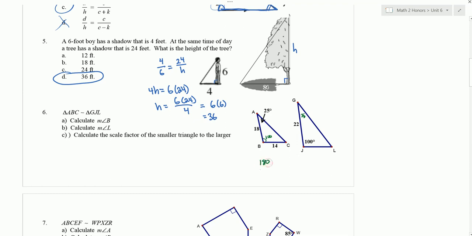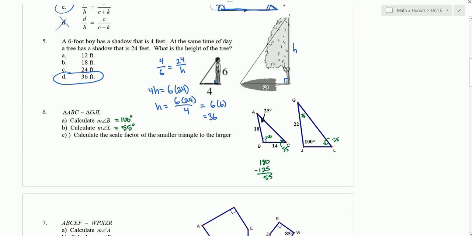180 minus 125 is 55 degrees for angle C, and 55 degrees for angle L. So, it says calculate the measure of angle B, that's 100 degrees. Calculate the measure of angle L, that's 55 degrees.